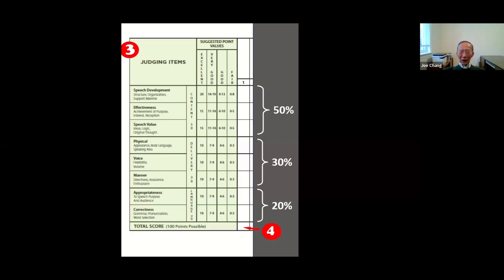Now, the last part of the chart shows 20% on language. And at one time, somebody asked me, they seem to be quite similar, appropriateness and also correctness. So what's the difference? Well, I simply make it a very small distinctive difference in here.